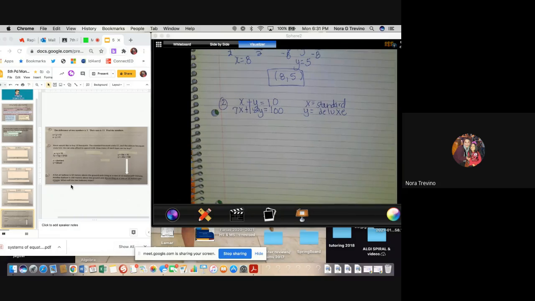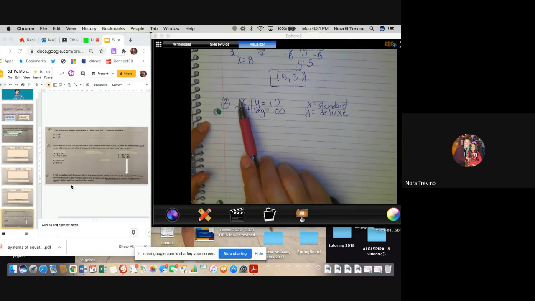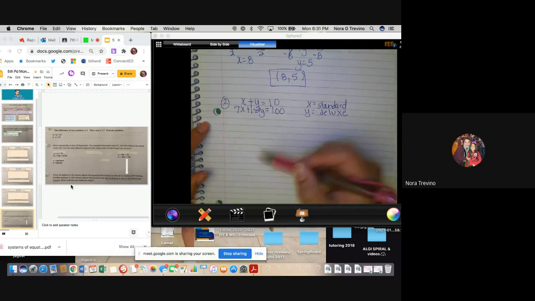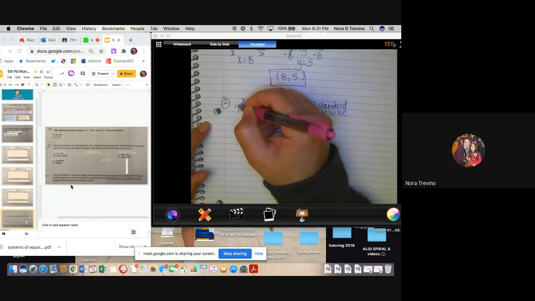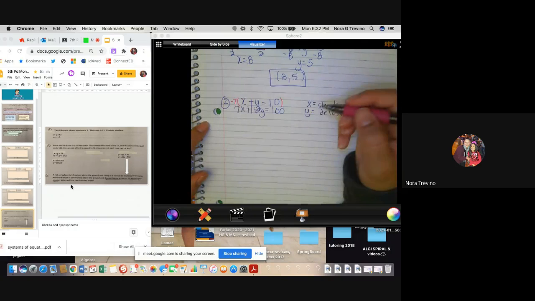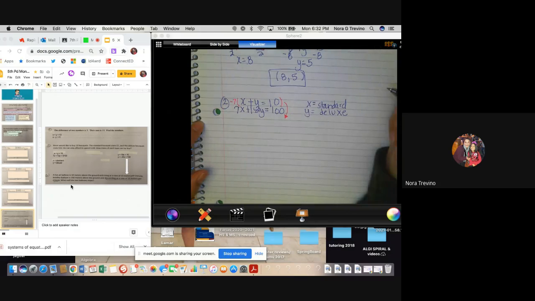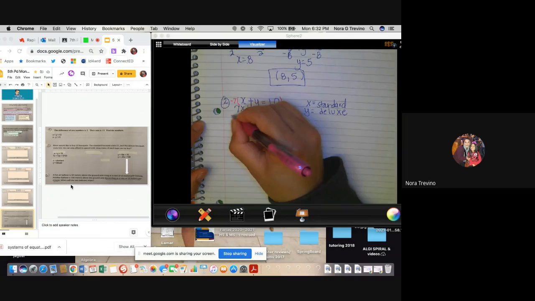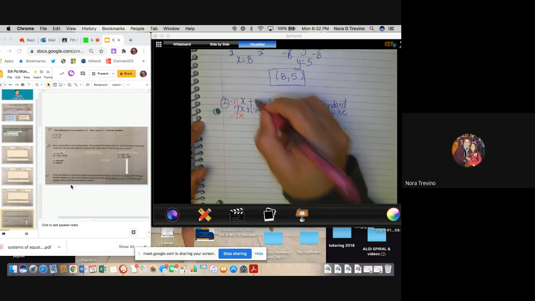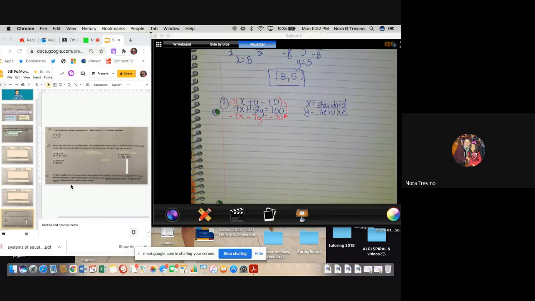And remember, I always try to eliminate the x's. So if this is a 7, I'm going to need the top one to be a negative 7. 1 times negative 7 is negative 7. So I'm going to have to multiply everybody by a negative 7 on the top and create my new little equation. Negative 7 times x is negative 7x. Negative 7 times y is negative 7y. And negative 7 times 10 is negative 70. Then I'm going to continue.